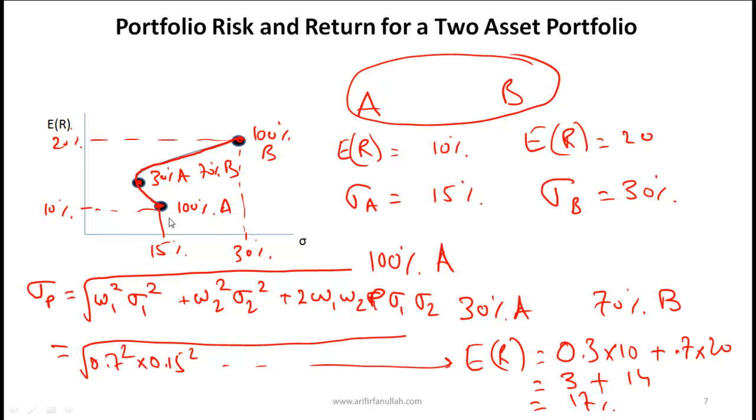So that is telling you that you can create a portfolio where the standard deviation is lower, that means the risk is lower, but the expected return is higher. So this classic example shows the benefit of diversification when you have two assets with a correlation that is less than 1.